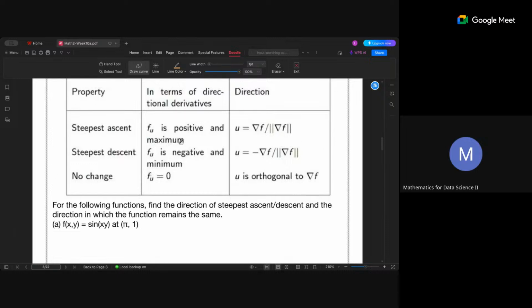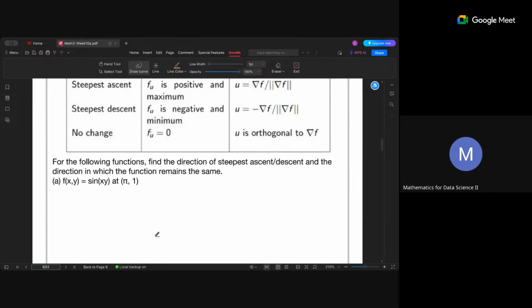So this table is exactly what we need to do these problems. For the following functions, find the direction of the steepest ascent, descent, and the direction in which the function remains the same. So what is the first thing we need to find? Del f, right? You need to find the vector u. So you need to find what is del f. So let us find what is del f.